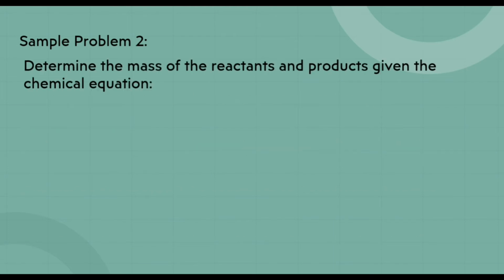So, let's have another problem. Let's have sample problem number 2. Determine the mass of the reactants and products given the chemical equation. This time we have lithium sulfate plus barium nitride, and then it will produce lithium nitride and barium sulfate.